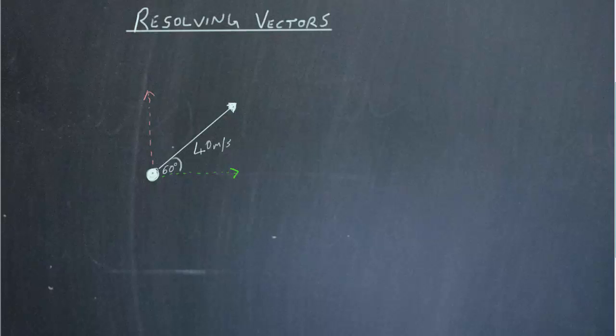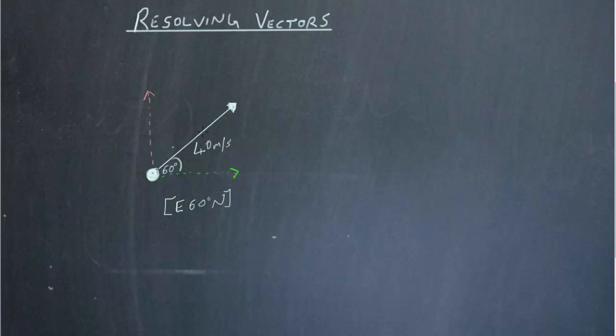Okay, so in this video we're going to look at resolving vectors. Let's say that I'm given 2 bits of information about the motion of this ball here. First of all, I know that it's moving at 60 degrees east to north. So I know that it's east 60 degrees to north. And I know that it's moving at 40 meters per second velocity.